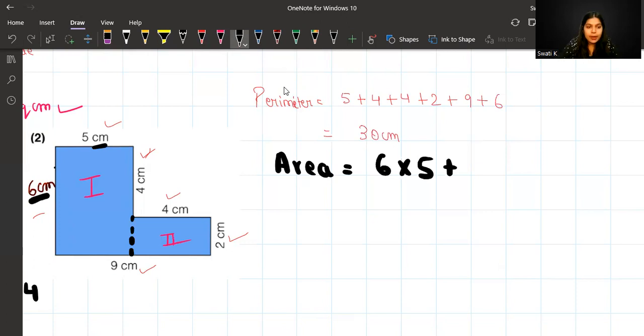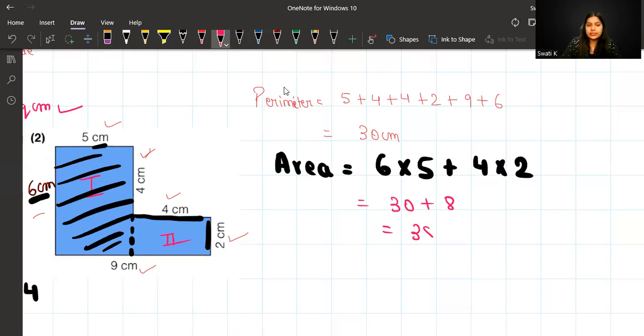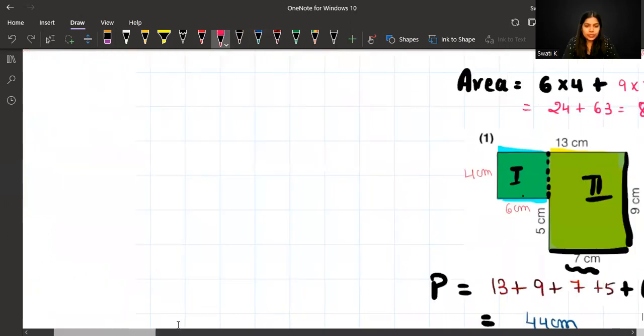So this part is done. Now talking about this shape or this part, the second part, it is again length into breadth, that means 4 times 2. So the answer is going to be 6 times 5, that is 30, plus 4 times 2, that is 8. So 30 plus 8 is 38 square centimeter. This is the answer. Okay, I hope you understood this, and now we can go to the next question.